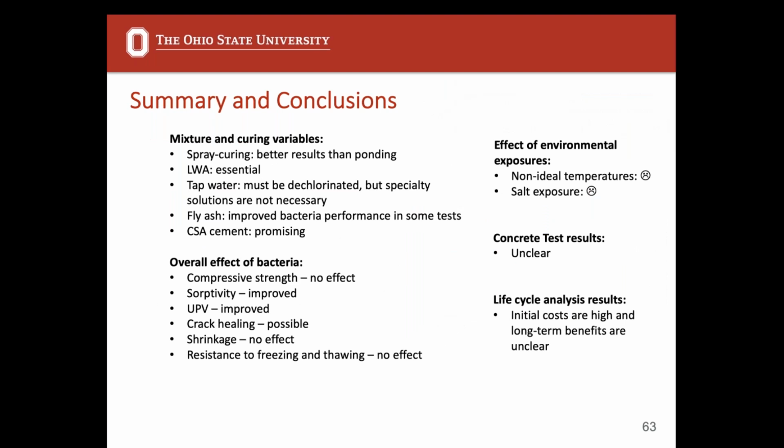Right, so things we learned from this: spray curing works better than ponding, which is good because that'll be cheaper and more implementable. Lightweight aggregate is essential for bacteria mixes. We can use tap water if we dechlorinate it. We can use fly ash and standard concrete mixes that we use in Ohio, and the CSA cement is pretty promising. Overall, the effect of the bacteria wasn't very significant in terms of compressive strength, but we did see reductions in sorptivity and improved UPV, indicating densified microstructure.